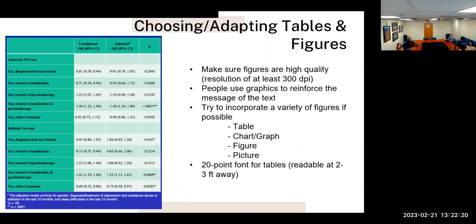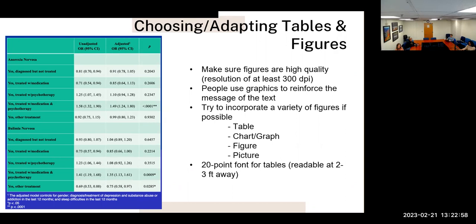Try to incorporate a variety of figures if it's possible, sometimes not. You can include tables, charts and graphs, figures. Those are the most common you see when you look at posters, but you can also include pictures if you're going to say, hey, this topic is about this. I was at APHA in the fall and there was a really cool poster that just had the side profile of a pregnant woman. And then it had some bits and pieces, but that was the main poster, this overall background. And it drew you in because it was really interesting. So think about how you can incorporate different types of media.